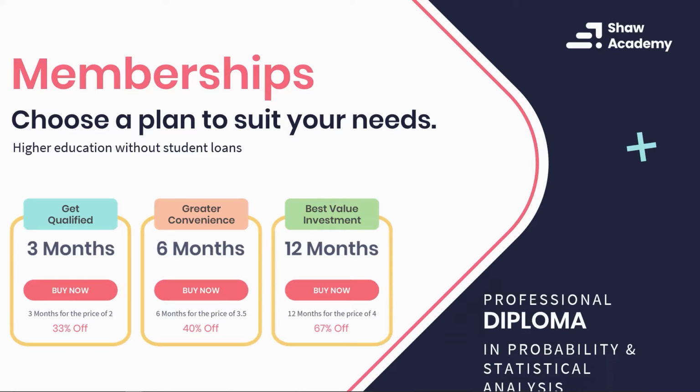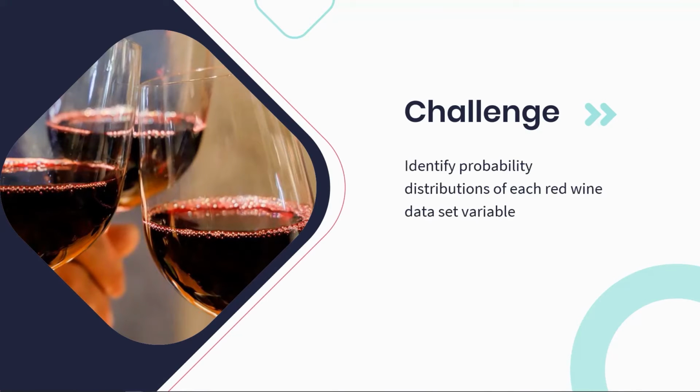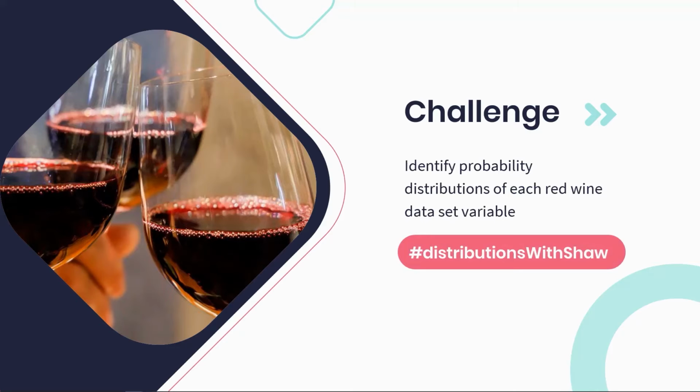As we've done in today's lesson with a few of the variables, I would now like you to try to identify the distributions of each of the red wine dataset's variables. It's okay if you have to research the distributions while you investigate the histograms. That is all part of the constant learning process of an analyst.